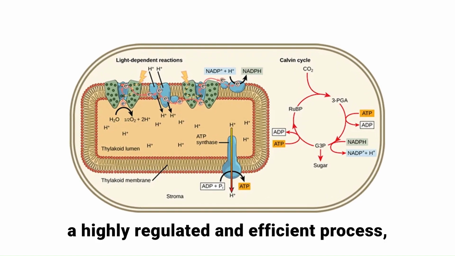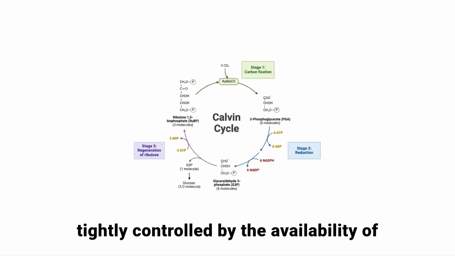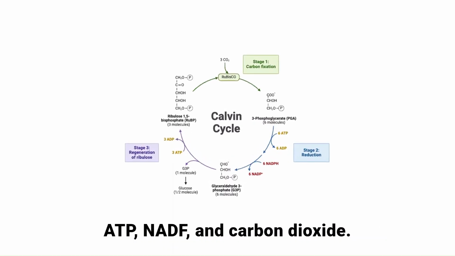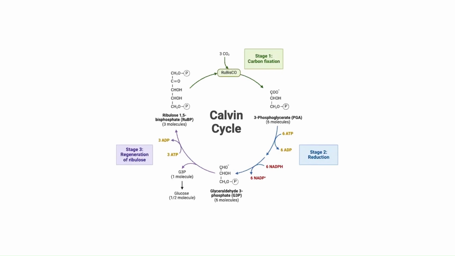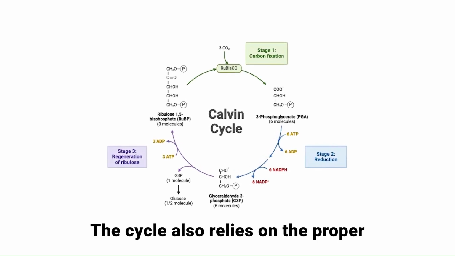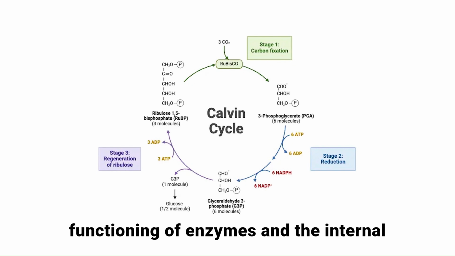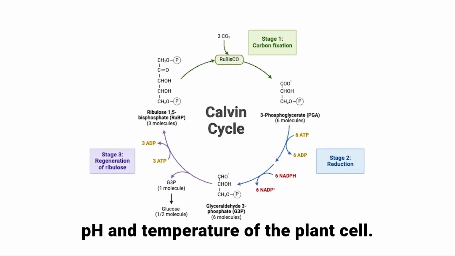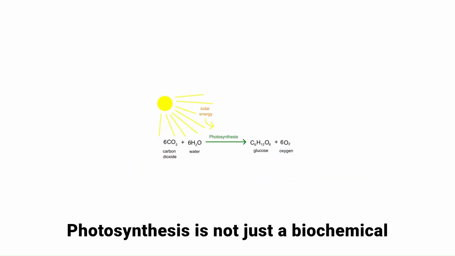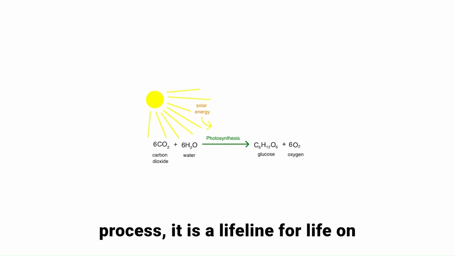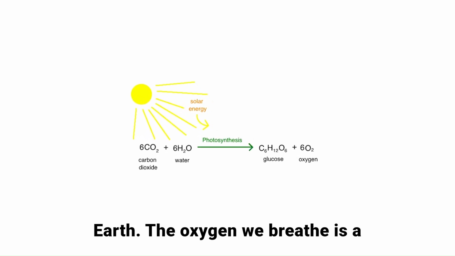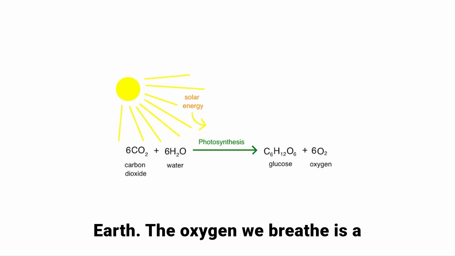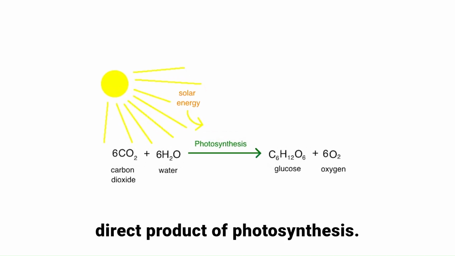It is a highly regulated and efficient process, tightly controlled by the availability of ATP, NADPH, and carbon dioxide. The cycle also relies on the proper functioning of enzymes and the internal pH and temperature of the plant cell. Photosynthesis is not just a biochemical process, it is a lifeline for life on Earth. The oxygen we breathe is a direct product of photosynthesis.